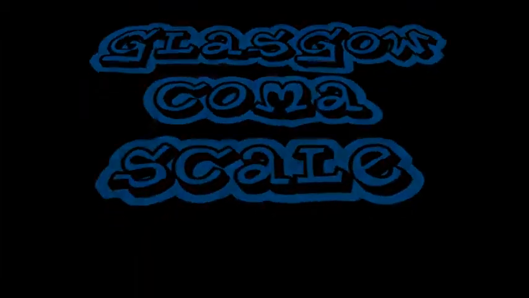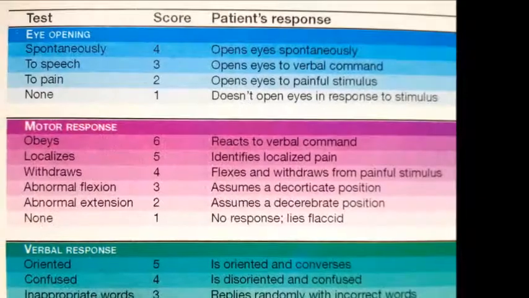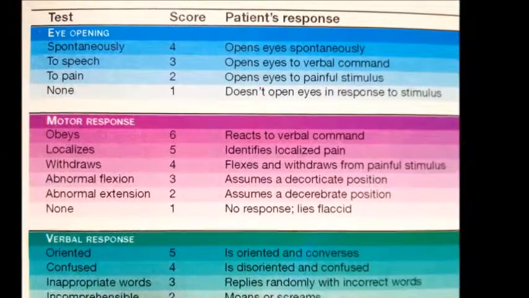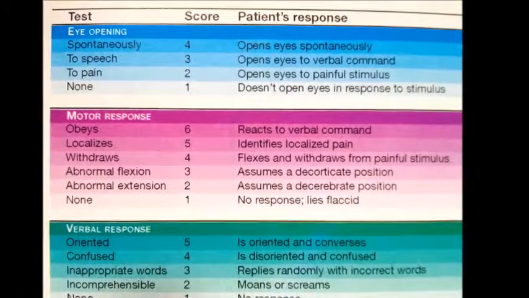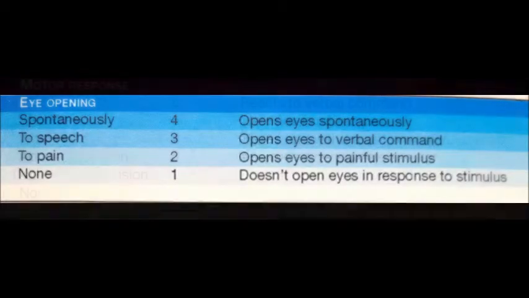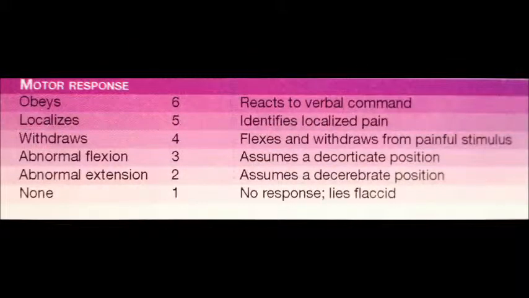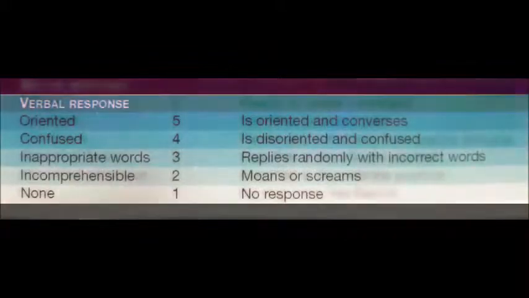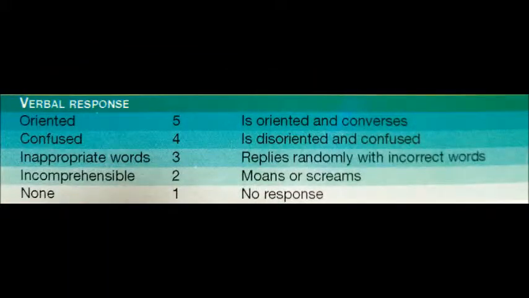Glasgow Coma Scale. A decreased score in one or more of the following categories may signal an impending neurologic crisis. Add the scores for the best response in each category to achieve the total score. A total score of less than 9 indicates severe brain injury.